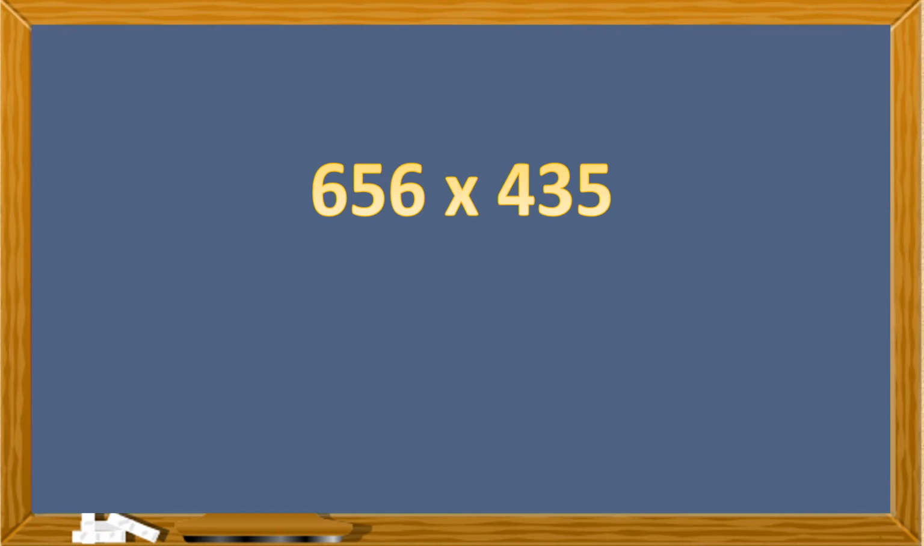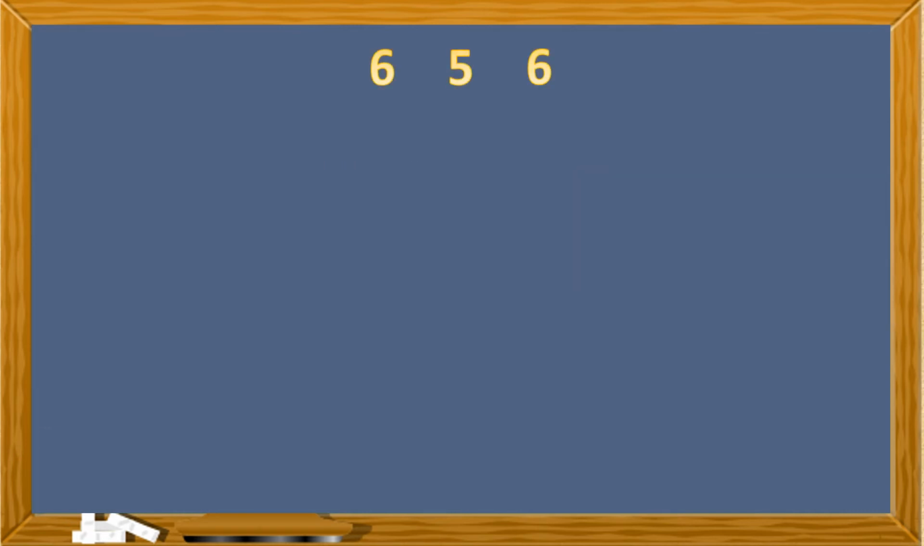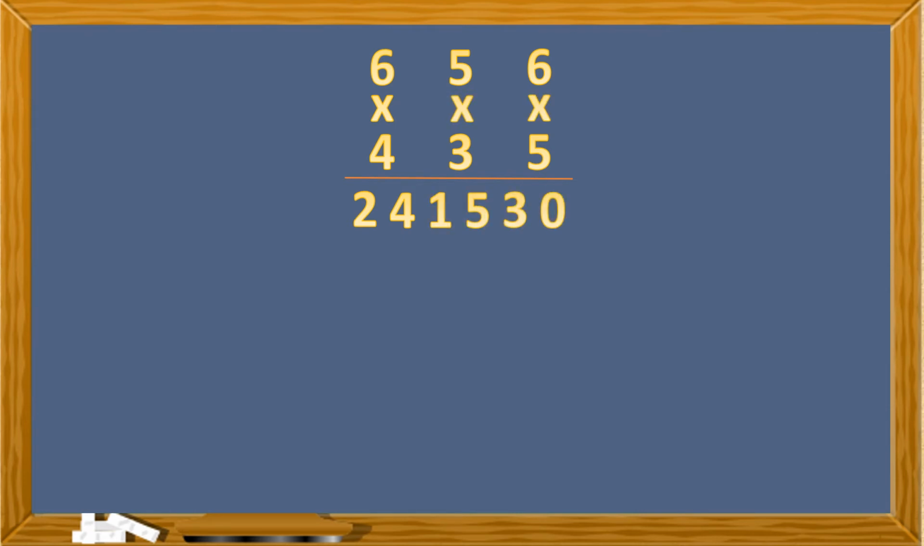Let's take one more example. This time the numbers are 656 and 435. First write 656 and 435. I guess you should know the first step by now. It is to multiply 6 and 4 and write 24, 5 and 3 and write 15, 6 and 5 write 30. Yes, now comes the very important V step.